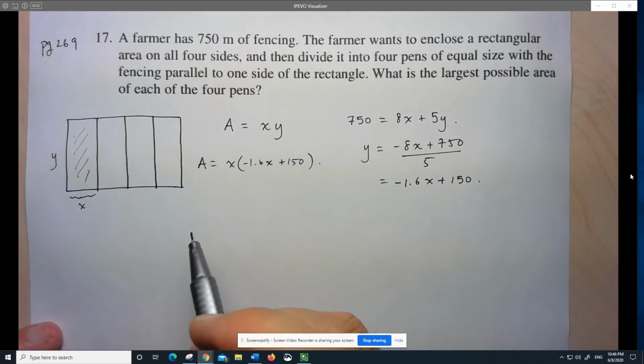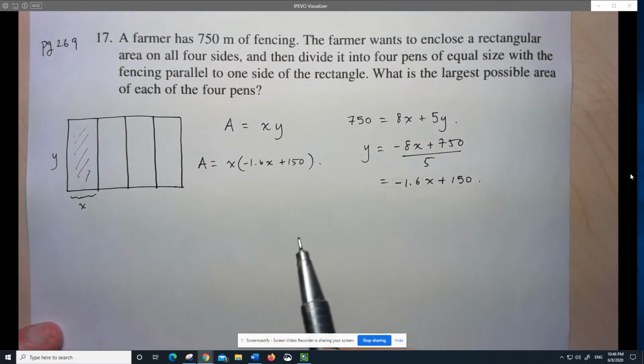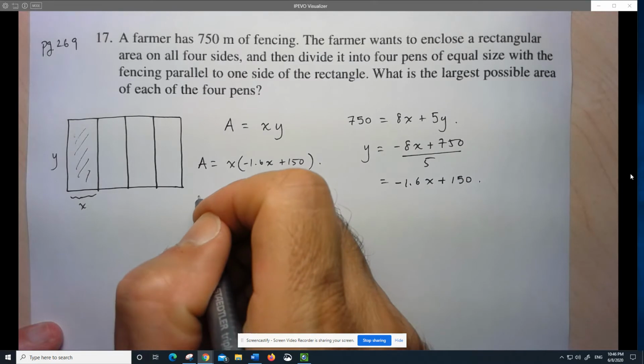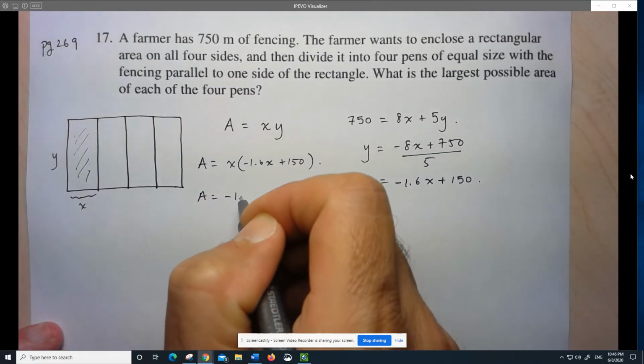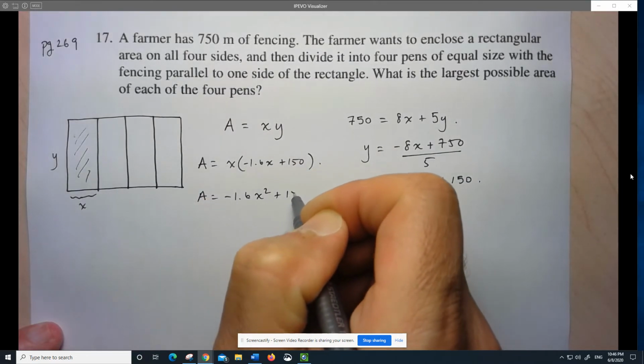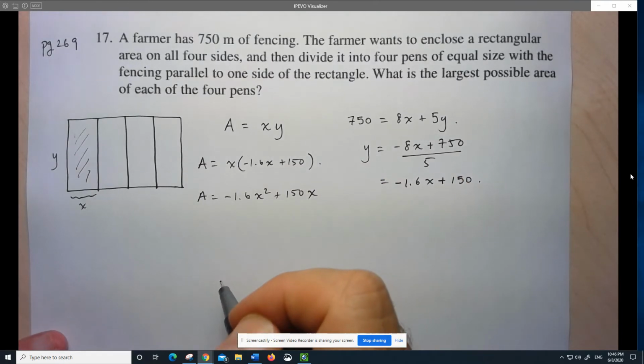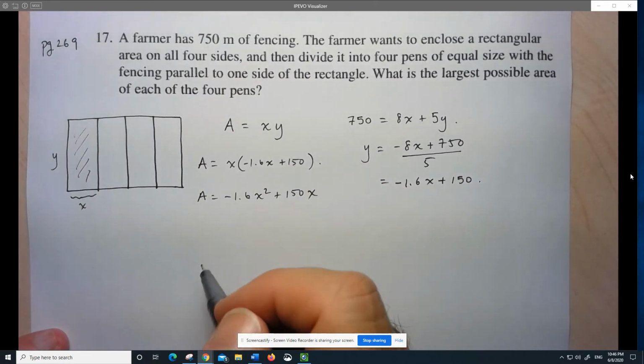Okay, so it won't be too much work to do here, but let's go ahead and do that. Let me start by simplifying here. So negative 1.6x squared plus 150x. And of course, I'm going to find my optimal values.